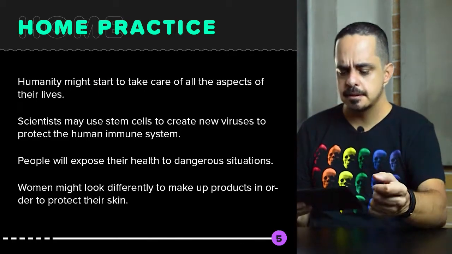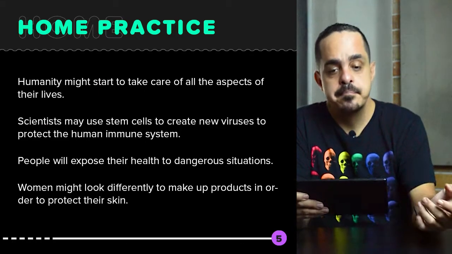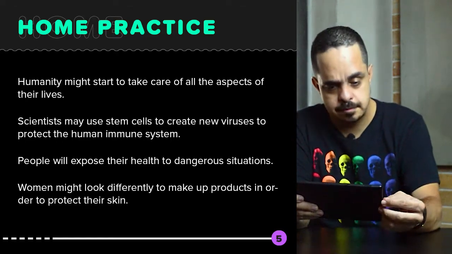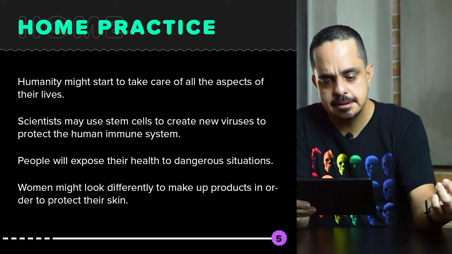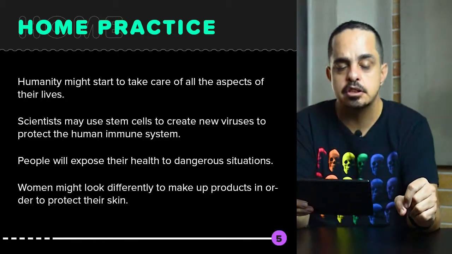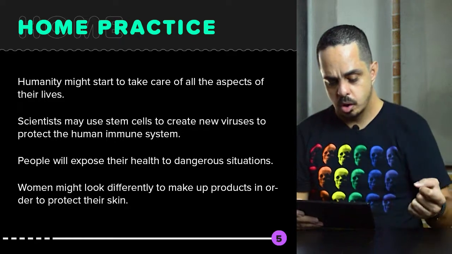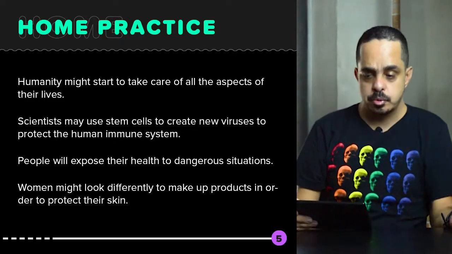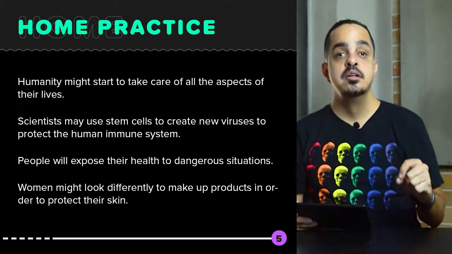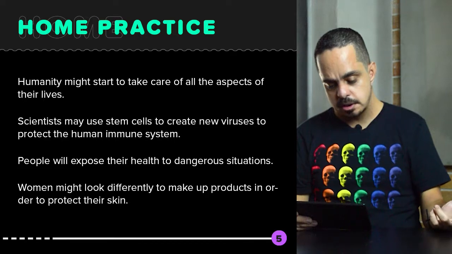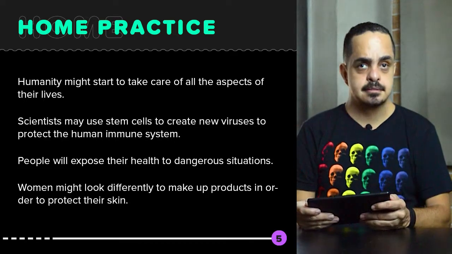Some possible sentences: humanity might start to take care of all the aspects of their lives. Or, scientists may use stem cells to create new viruses to protect the human immune system. Or, for example, people will expose their health to dangerous situations. One more: women might look different to makeup products in order to protect their skin.